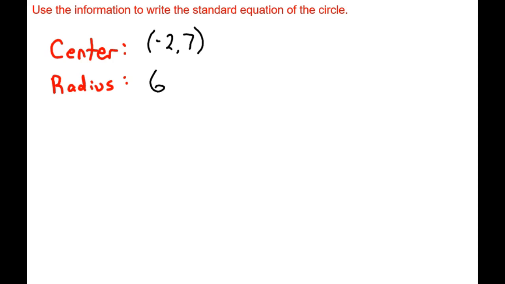In this example, we want to use the information to write the standard equation of the circle. We're told that the center of the circle is at the point (-2, 7), and the radius of the circle is 6. So now we just have to take these known values and substitute them into our standard equation for the circle. So we would have x minus a negative 2. x minus a negative value is the same as x plus 2, that quantity squared, plus (y minus 7) quantity squared, equal to 6 squared.